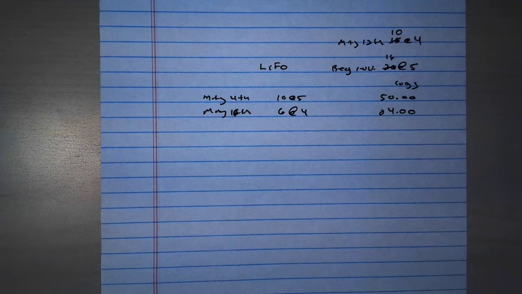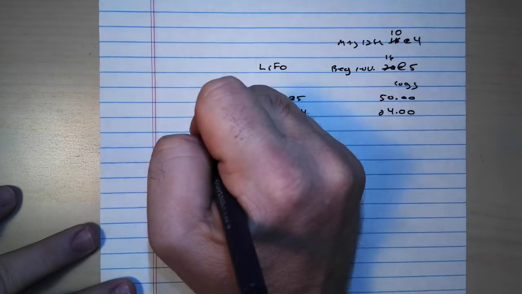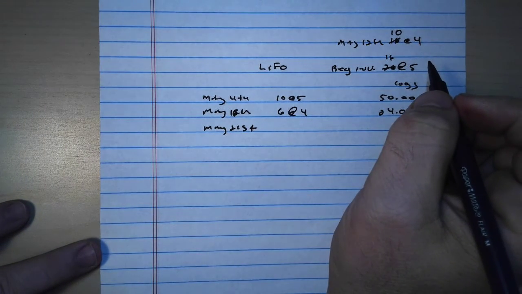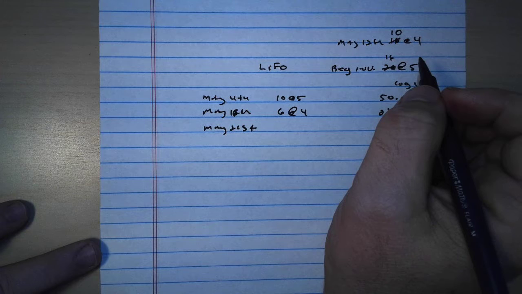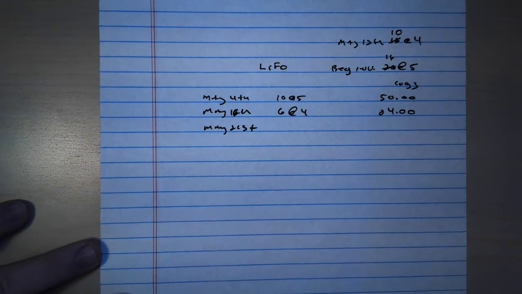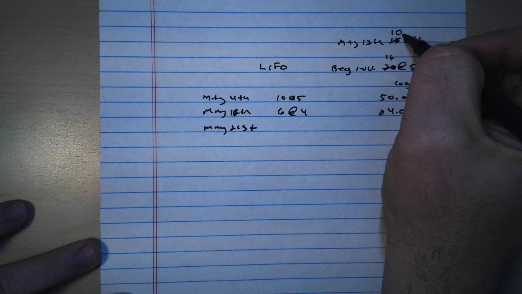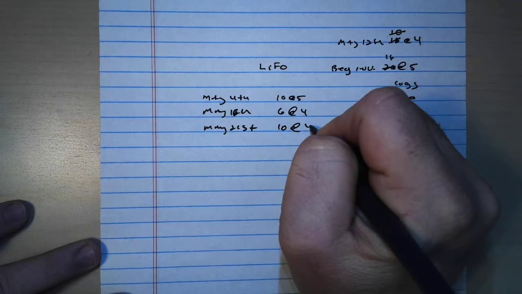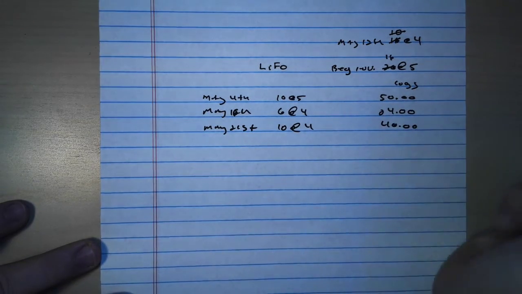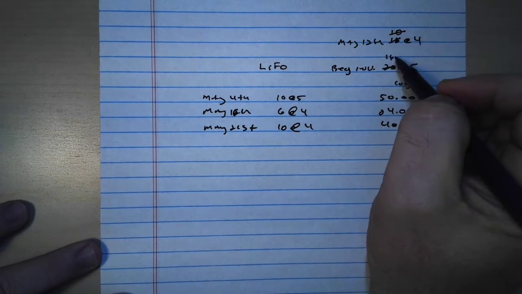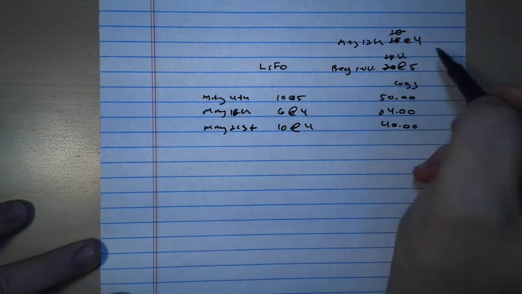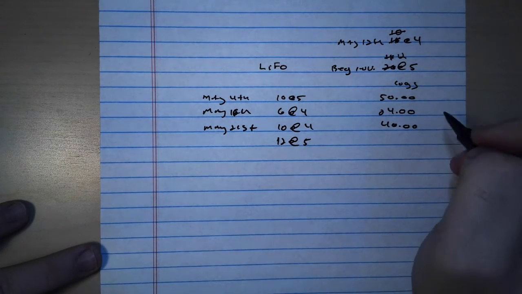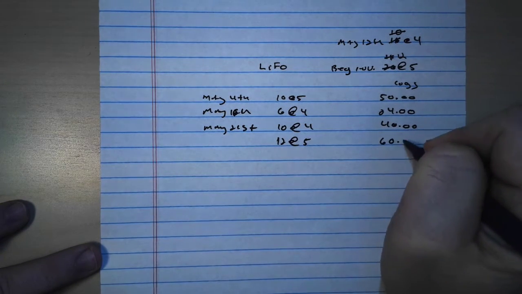Then we made another sale on May 21st. We sold 14. We can take these 10 because it's last in, first out. So get rid of those 10 at 4, which gives us 40. And then we have to use another 4 of these, so we're going to cut that down to 12 at 5. So that's going to give us $60 for cost of goods sold there.